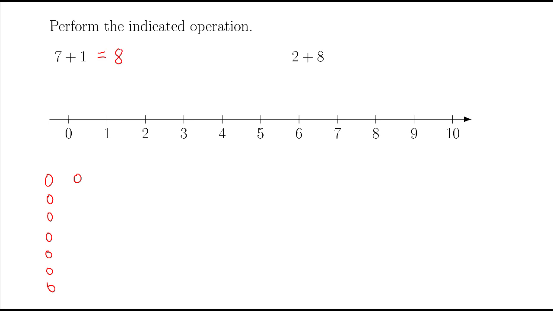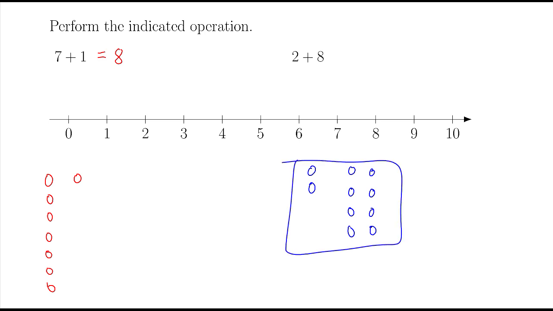Okay, if we had 2 circles and then we added 8 circles to that, we can count those up and see, yep, we have 10 circles here. So we could confidently say that this is 10. Okay, so that's one way to look at it. It's very concrete. Let's look at it with the number line.